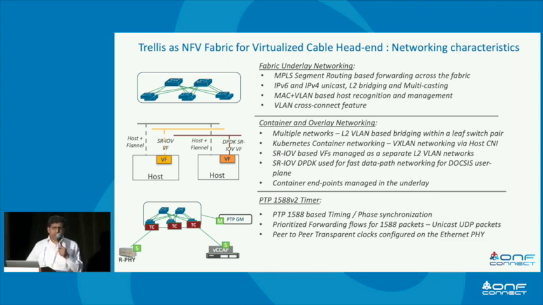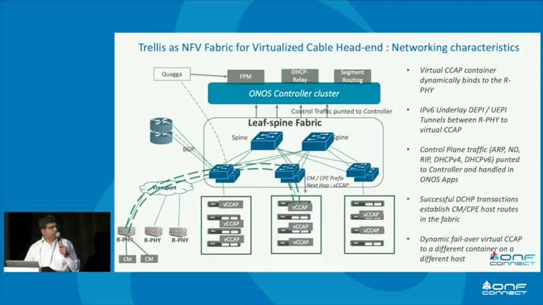As we talked about, the MAC and the PHY are separated out. There are very stringent timing requirements that we need to deliver both to the RPD and the MAC function, which is running inside the container in the head end. So we use PTP. You need to make sure that the fabric provides the timing messages to both the MAC and the PHY without any jitter or latency. So those are some of the requirements from a networking standpoint.